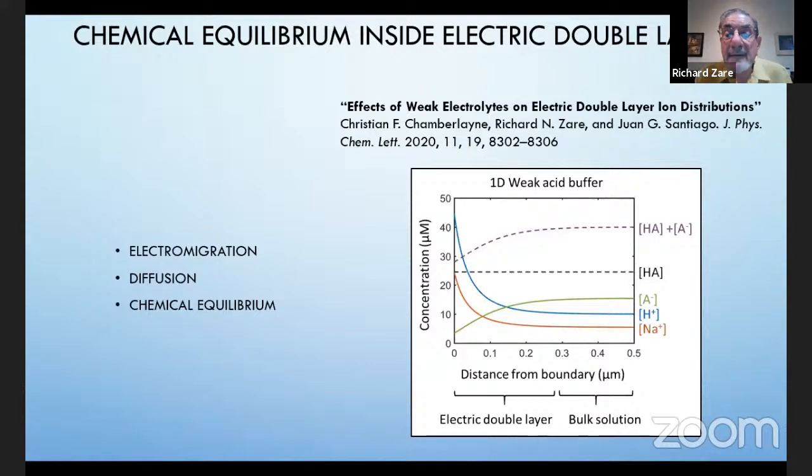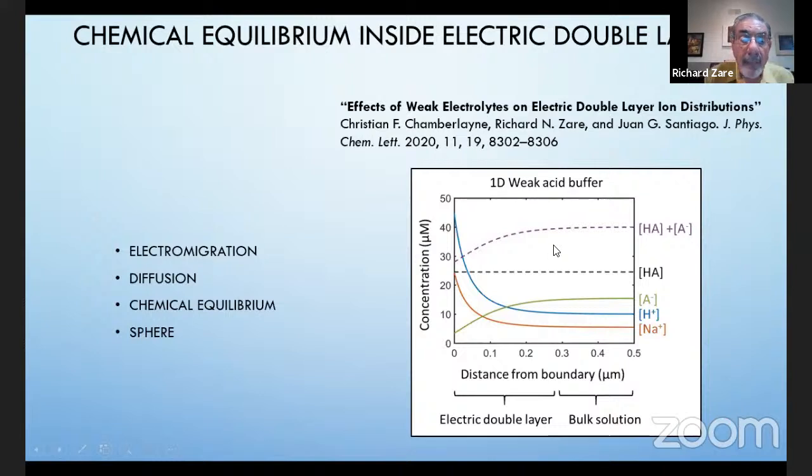Okay, now this is now effects of weak electrolytes on electric double layers and ion distributions. A lot to be learned from this. This is a weak acid buffer, and this is the distance from the boundary. Here's the bulk solution, okay? Here's where the boundary is. See, distance from boundary. This is the electric double layer. Here's the bulk solution. And we are really seeing that there are gradients. And things are happening that we see that H plus wants to go there. Remember, it's a negative surface. We see that A minus is depleted because there's already minus charges there as we go away.